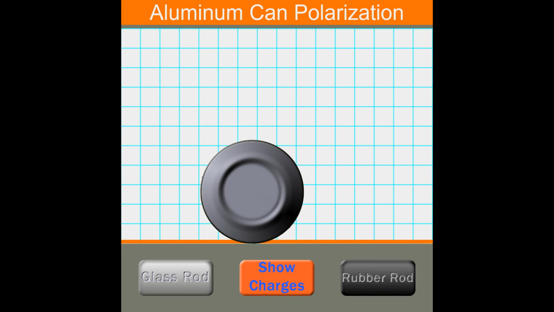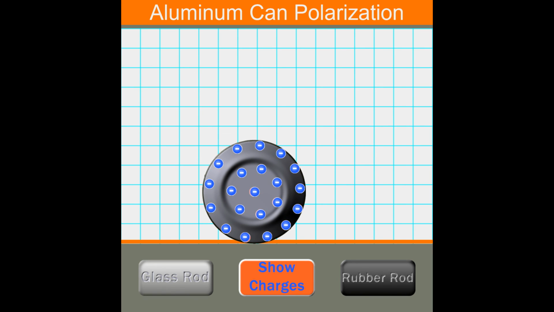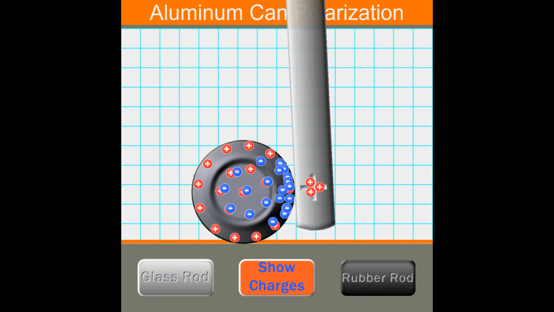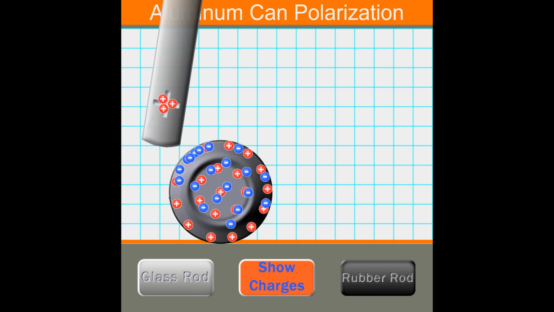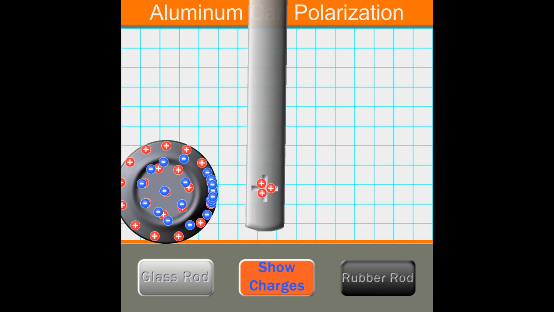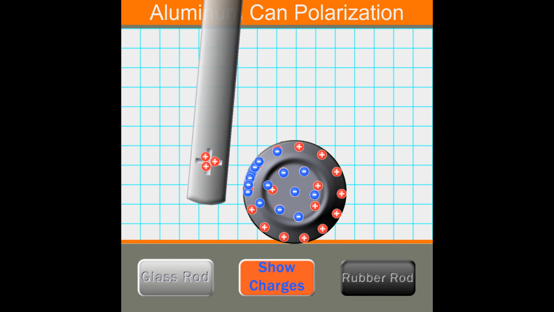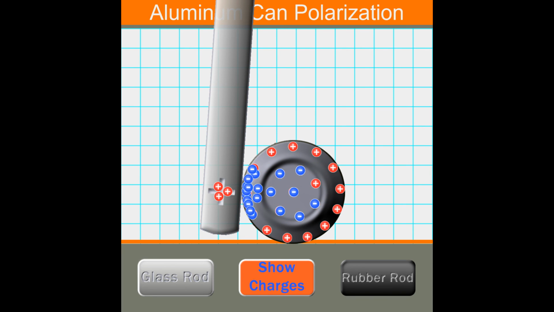So I'm going to actually show the charges on this can. As I bring the glass rod, the positive one, all the electrons, those free-flowing electrons that we talked about in the last video, keep shifting to be towards that positive charge. They want to be there. So what I end up with is this region here on the left of the can that is very negative.